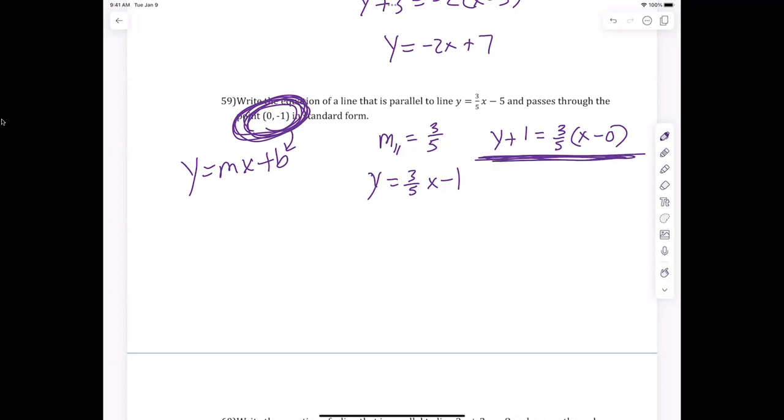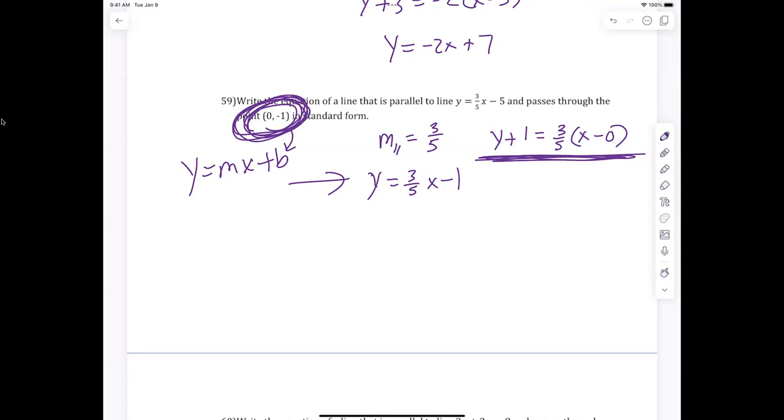Yes, we're putting it in standard form, absolutely. But I'm just trying to show you there are quick ways of doing things, right? I want you to think through the problems. So right now, it doesn't matter which one you chose. I'm just showing you my brain just immediately looked at that and said, well, that's an easy problem. It's just y equals 3/5 x minus 1.